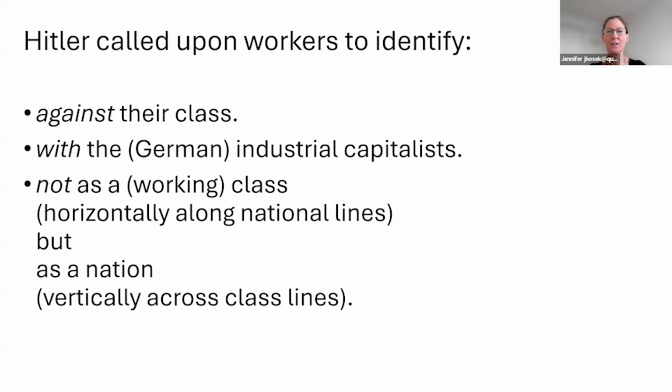Because Hitler was asking workers to identify against their class, against the people that they were rubbing shoulders with on the factory floors, also across Europe. They should identify with the German industrial capital of the employer and with their German employer. They should not identify as a working class horizontally across national lines, or even just across factory lines, but as a nation, they should identify vertically, across class lines.